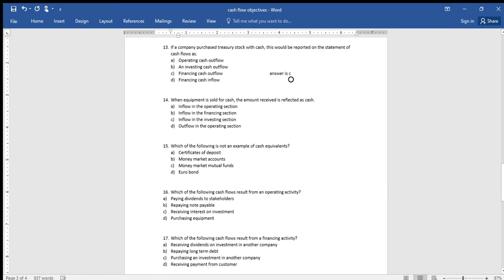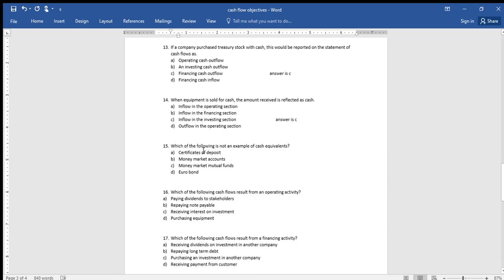Then question 14, when the equipment is sold for cash. When the equipment is sold for cash, that is disposal. Amount received is reflected as cash. We said disposal is under investment activities. So when an equipment is sold for cash, it's regarded as a cash inflow in the investing section. So the answer is C.